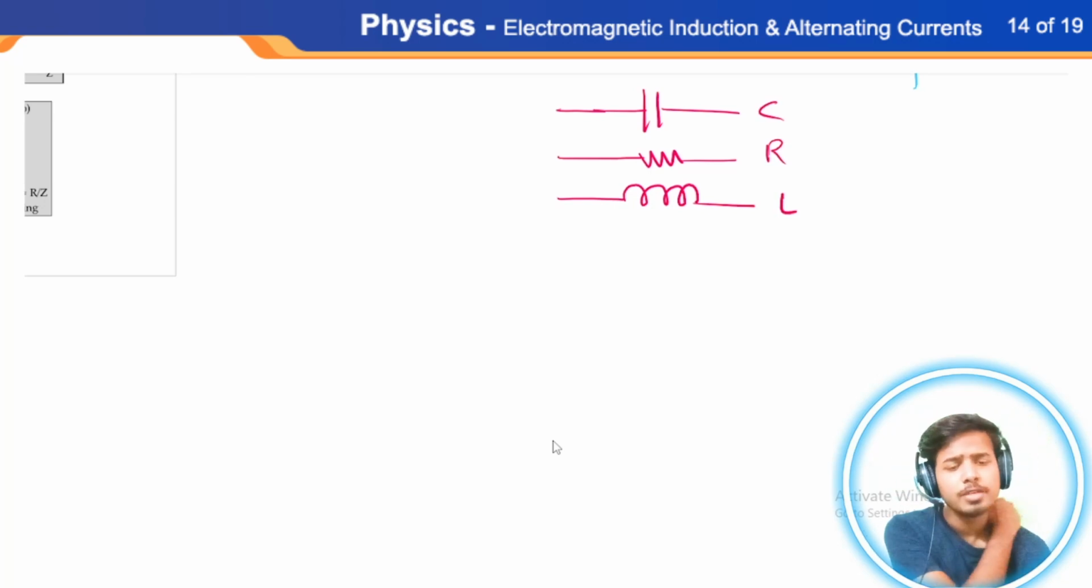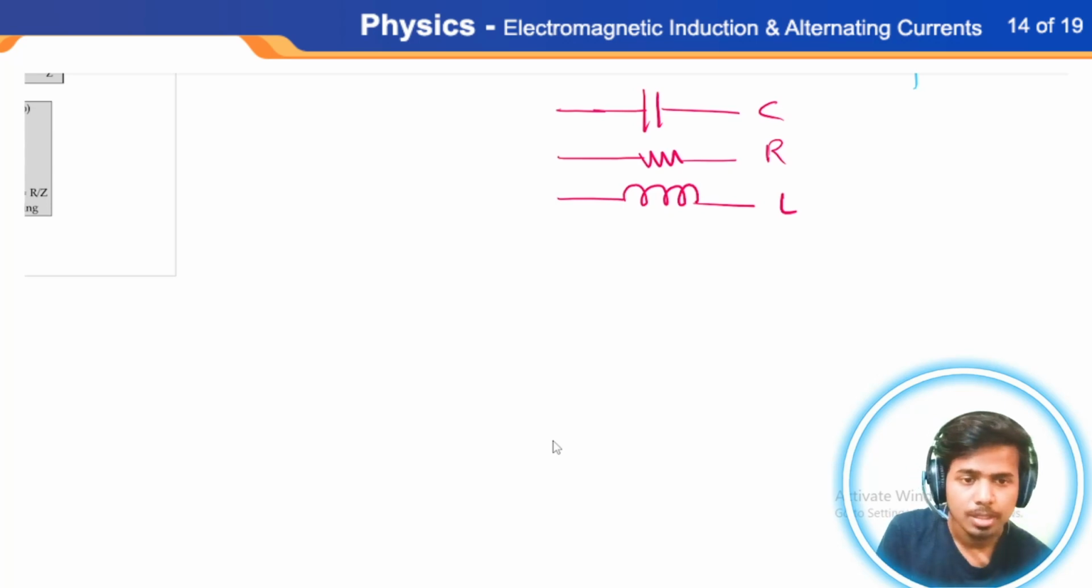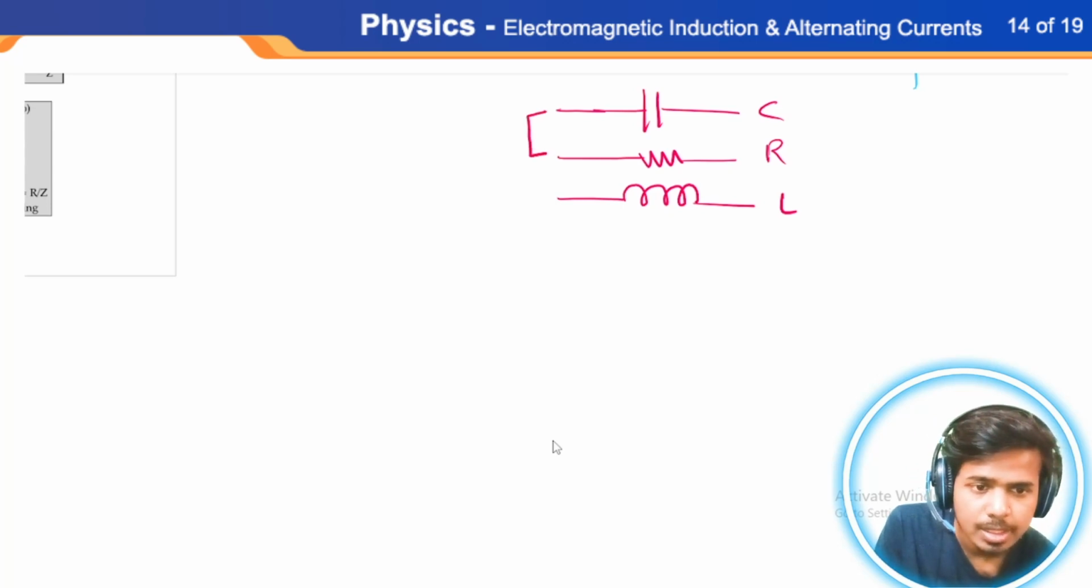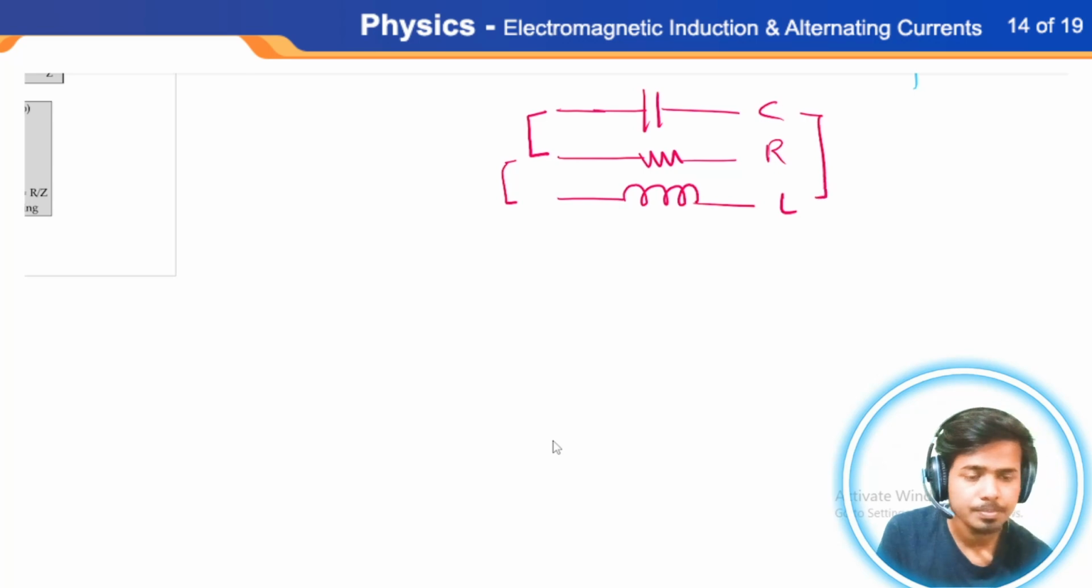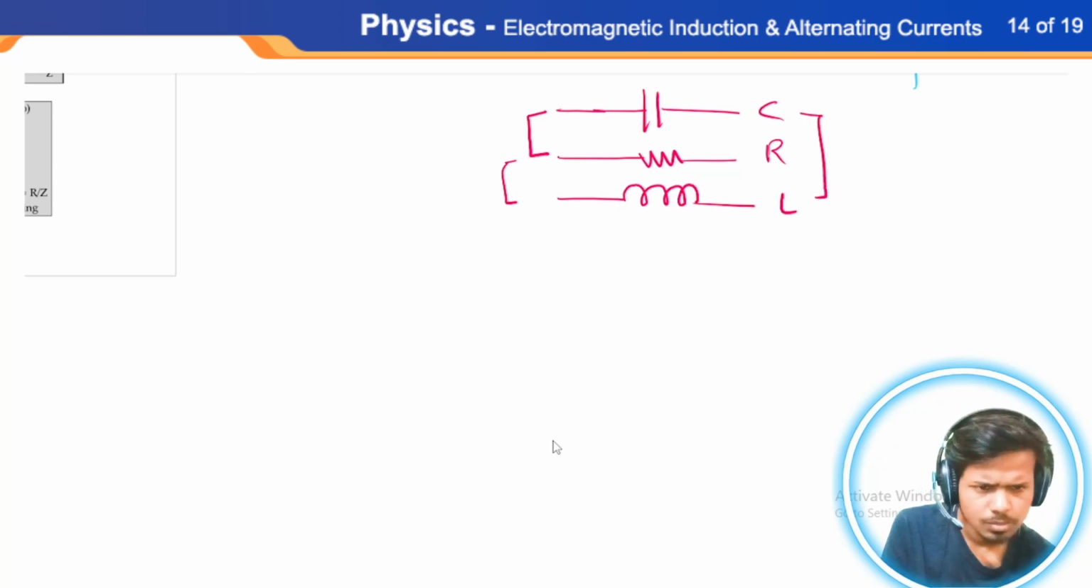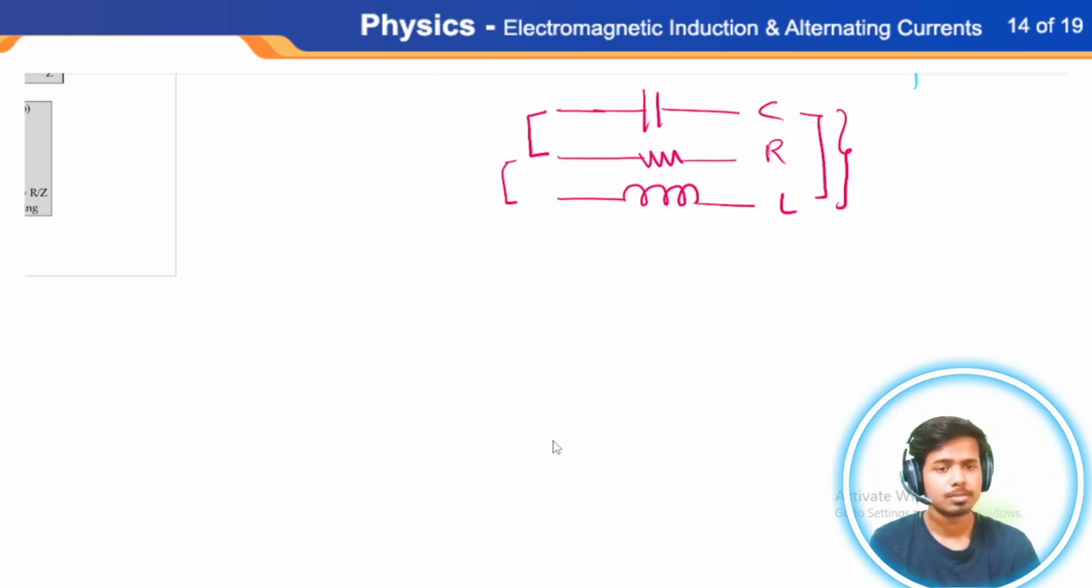CRL. What are the different combinations of circuits that you could generate? One combination could be RC circuit, second combination could be LR circuit, third combination could be LC circuit, the fourth combination could add all of them, LCR circuit. So we will look at all of them.